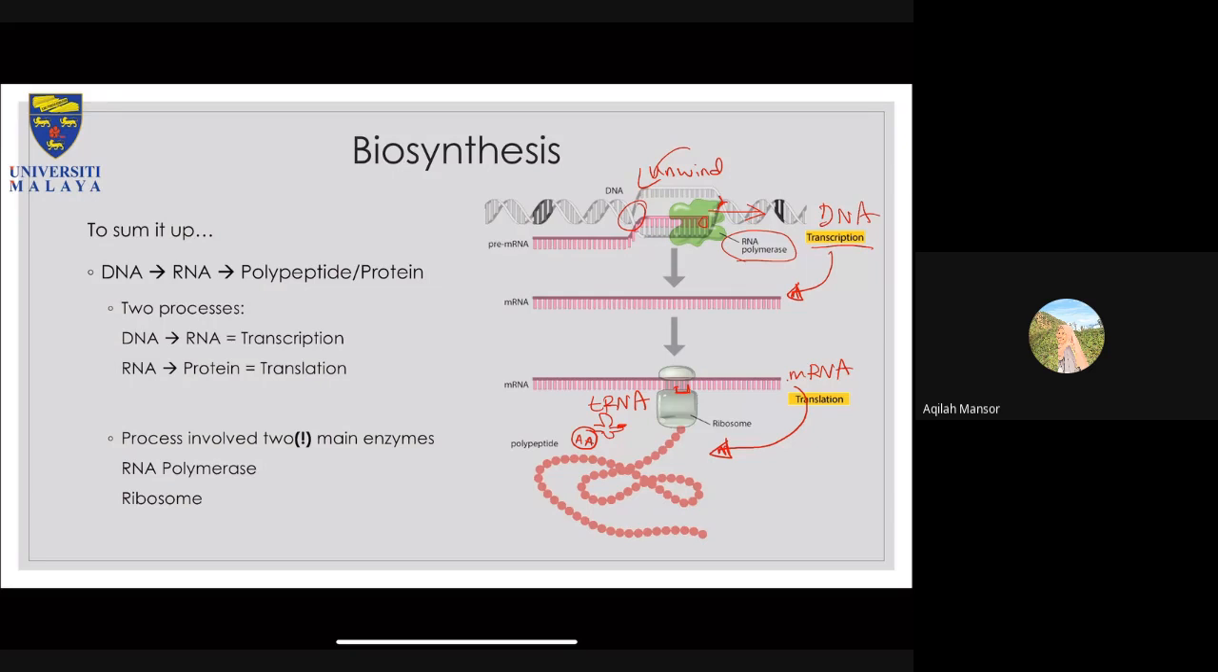Okay, so the two processes involve two main enzymes. One is RNA polymerase and one is a ribosome. Of course, for the sake of our course, I will just mention two, but in reality, there are more than two. If I'm not mistaken, about five have been discovered that are involved in either DNA replication or mRNA production. All right, so this is how RNA actually helps in producing a protein.